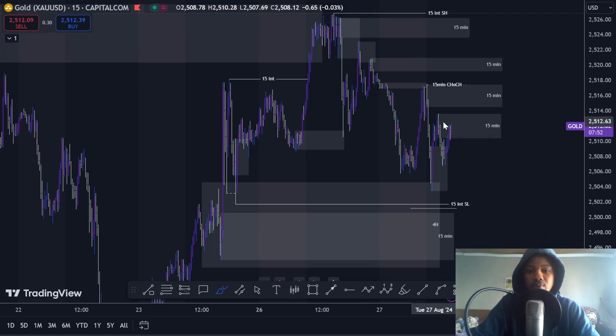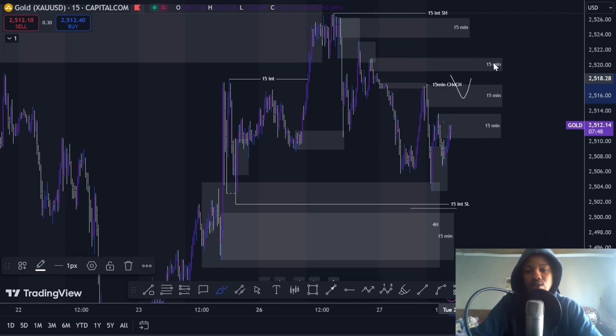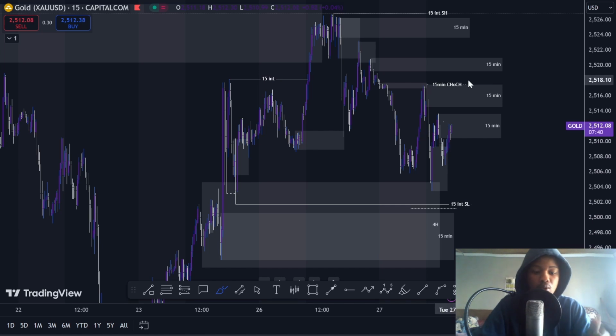If price breaks above here, then I will look for those buy movements, but if price breaks below here, then I will look for those sell movements. So that's just me at the moment. Yeah, on gold, it's not that deep. So let's look at another pair.